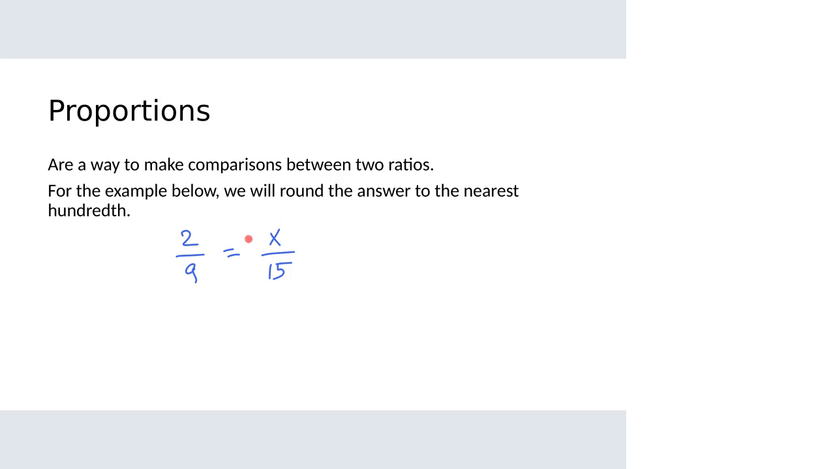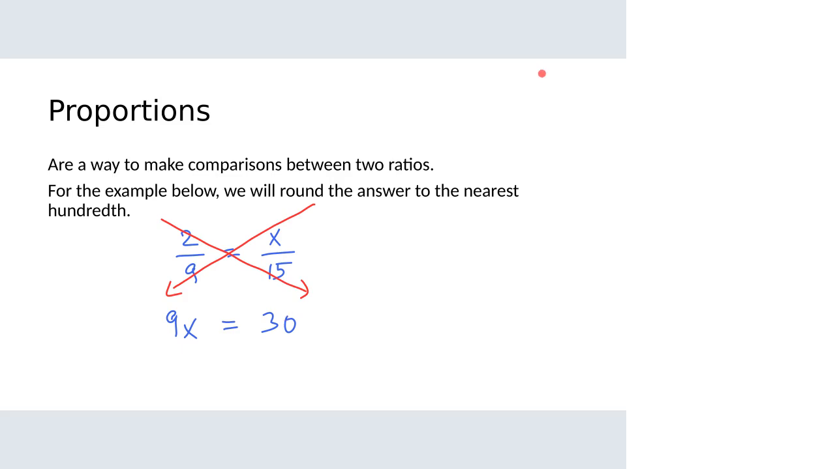We're going to multiply this direction and multiply this direction. And when we do that, that's going to set up an equation for us that we can solve. And so x times 9 will give us 9x. Going the other direction, 2 times 15 will give us 30. And so we have 9x is equal to 30. We need to solve that.